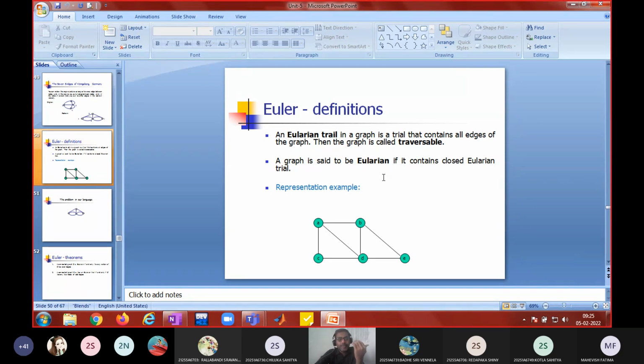So if you are able to draw like that, then that is said to be a Eulerian trial. Then that graph is said to be Eulerian. If a graph contains a closed Eulerian trial, then that is said to be a Eulerian graph. Now, can you tell me, is this Eulerian or not?